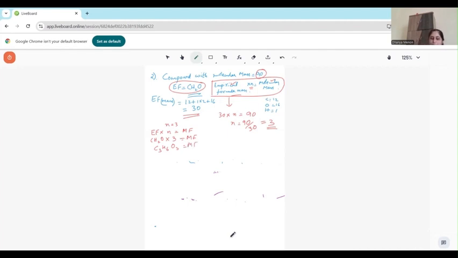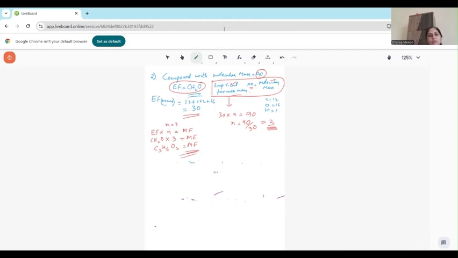So we have used this formula, empirical formula mass times N is equal to molecular mass. We can find out the number N, which is the ratio number. With what number can we multiply the empirical formula to give you the molecular formula? Here it comes out to be 3. And then we can find out the molecular formula.